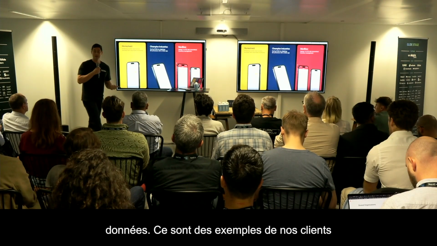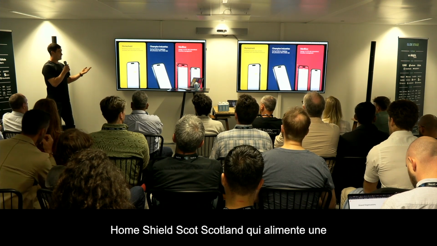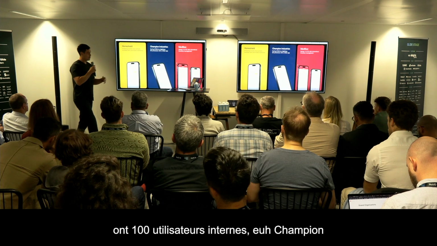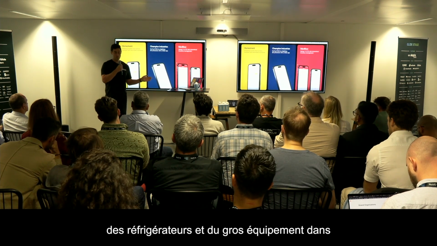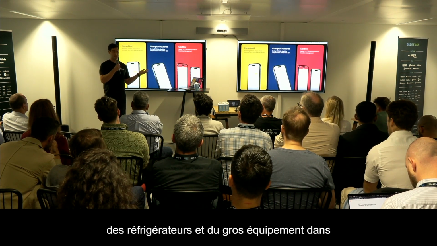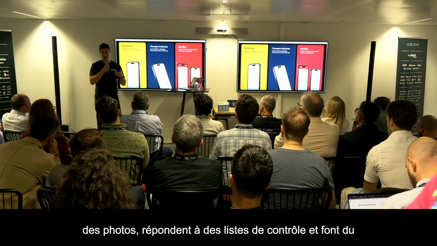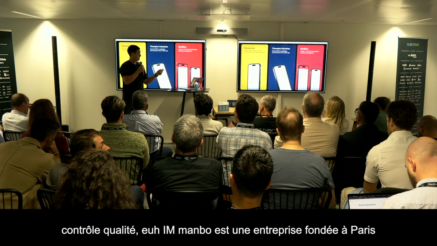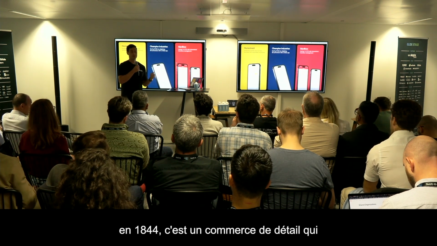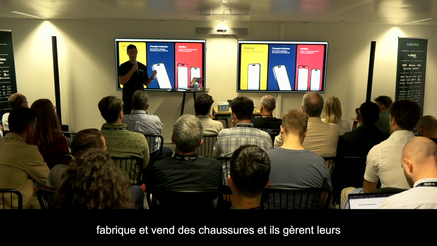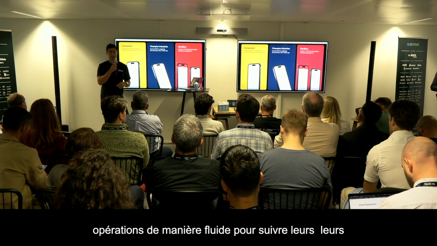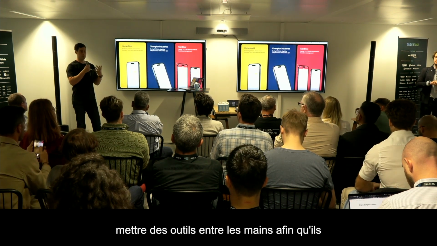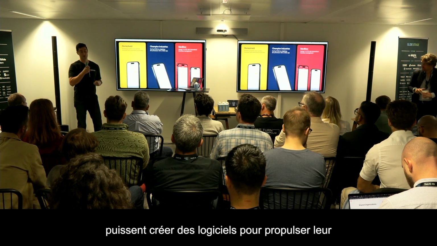These are examples of our customers. Home Shield Scotland, powering a home improvement company. I think they have 100 internal users. Champion Industries, they are auditing refrigerators and large equipment in a warehouse where they're taking pictures, answering checklists, and doing QA. And Manbo, founded in Paris in 1844. They are a retail business that makes and sells shoes, and they run their operations on Glide to track their finances and their inventory. These are the kind of customers that we're trying to put tools in the hands of so they can build software to power their business.